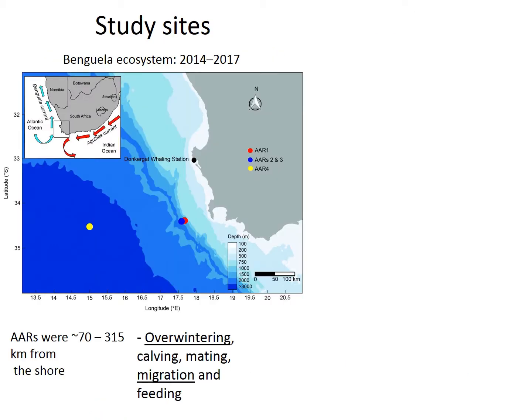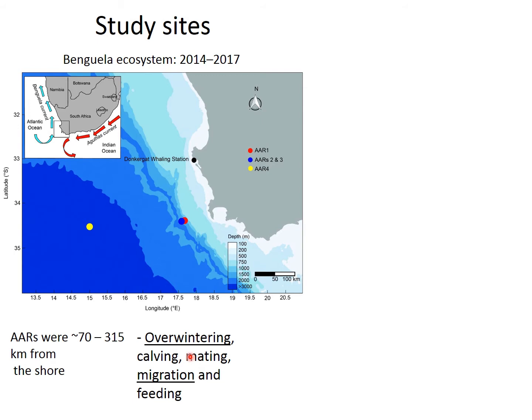So two study sites were used for the mooring data collection. One was in the Benguela ecosystem, which collected data from 2014 until 2017. The Benguela ecosystem is important for these whales as they use it for overwintering, calving, mating, migration, and feeding.